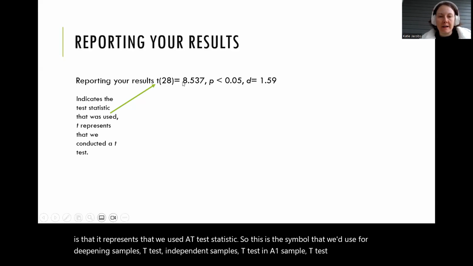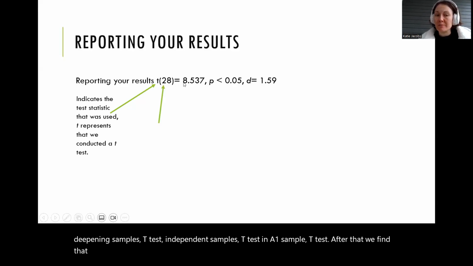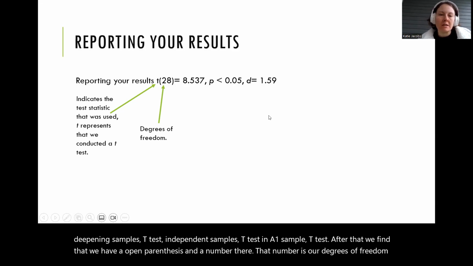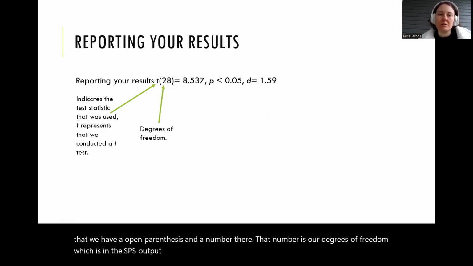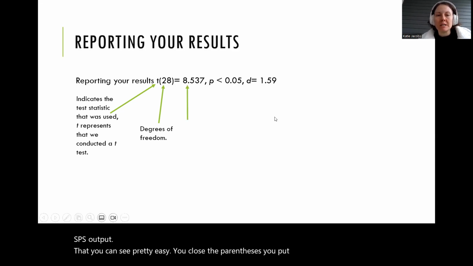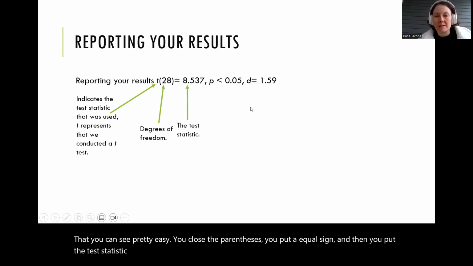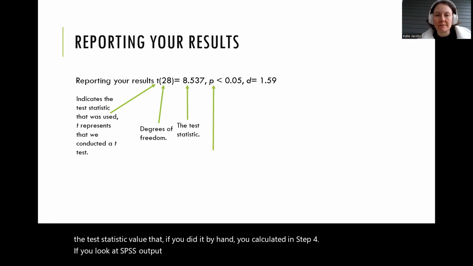After that, we have an open parenthesis and a number. That number is our degrees of freedom, which you can see pretty easily in the SPSS output. You close the parentheses, put an equal sign, and then put the test statistic value that, if you did it by hand, you calculated in step 4. If you look in the SPSS output, it's labeled there, and I showed you in the last video.